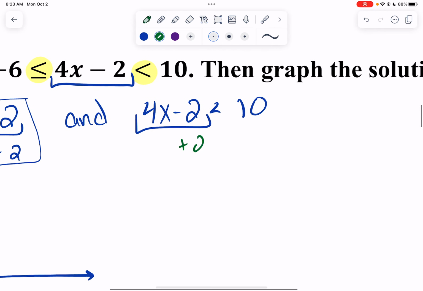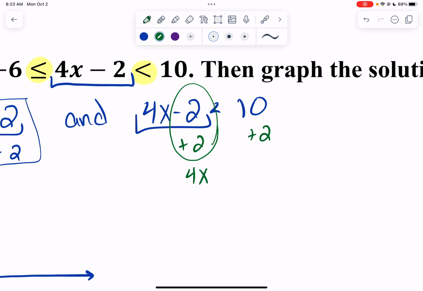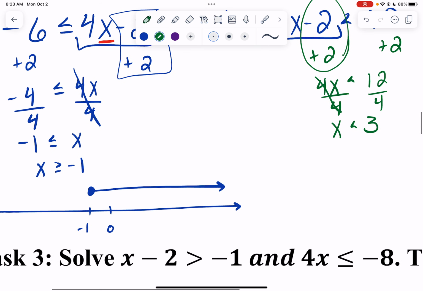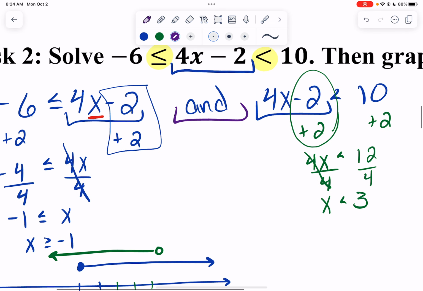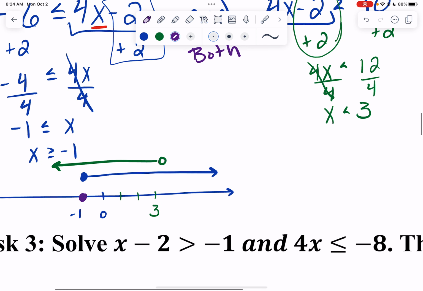So again, I add 2 to both sides. I get 4x, -2 plus 2 is 0, 10 plus 2 is 12. Divide both sides by 4, x is less than 3. So let's put that on my graph. x is less than 3. 1, 2, there's 3. So less than, open dot, go this way. Now my final shading, since it is an and statement, both must be true, so I'm looking for where both are shaded. It would be in between -1 and 3.